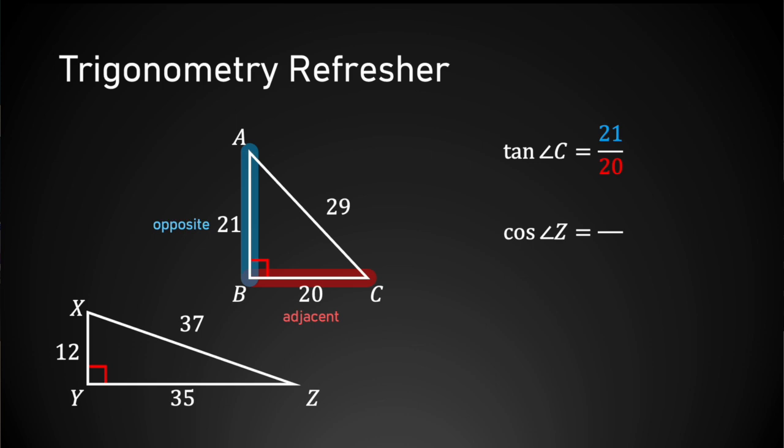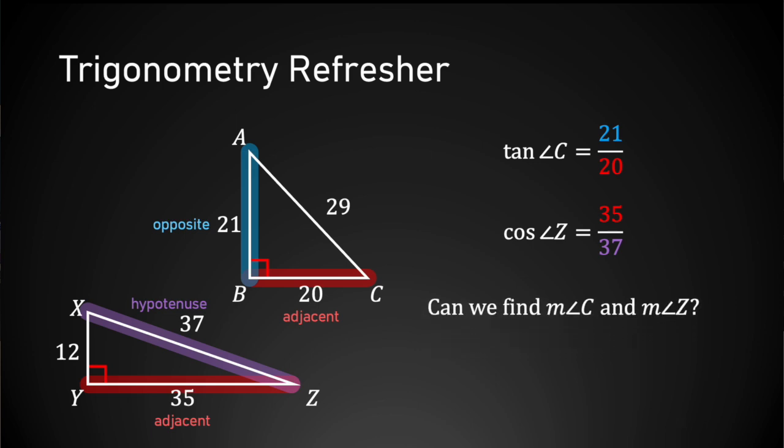And since the cosine of an angle is just the ratio of the adjacent side to the hypotenuse, the cosine of angle Z is 35 over 37. The question we want to answer is whether we can use this information to find the angle measures of angles C and Z. Spoiler, we can.